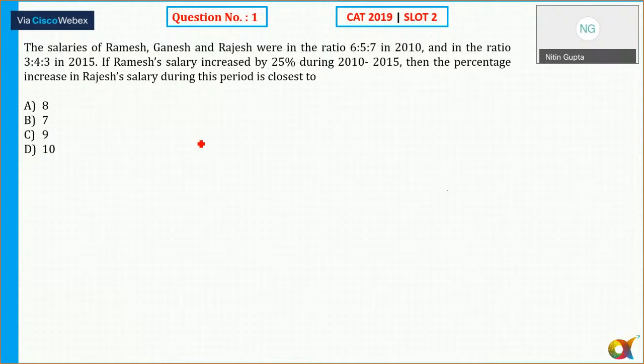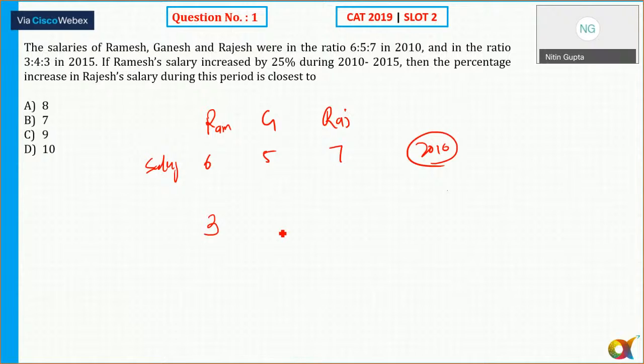The first one was an easy question. It says the salaries of Ramesh, Ganesh, Rajesh, and Ravi. There are four persons. Their salaries were in the ratio 3 is to 4 is to 3 in 2015.